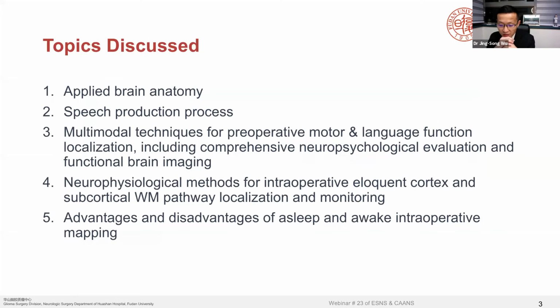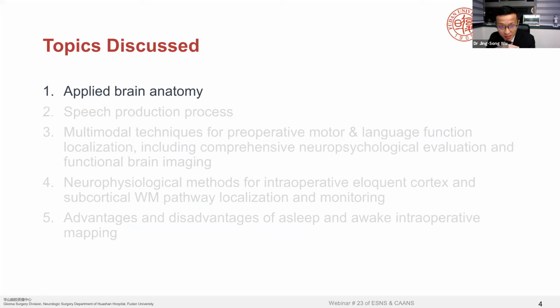So in this lecture, we will discuss 5 topics. The first is about applied brain anatomy. The second is about the speech production process. The third topic is about multimodality for preoperative motor and language functional localization. The fourth topic is about the details of intraoperative neurophysiological monitoring. And finally, I want to describe the advantages and disadvantages of sleep and awake intraoperative mapping.